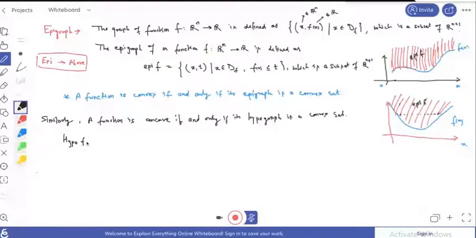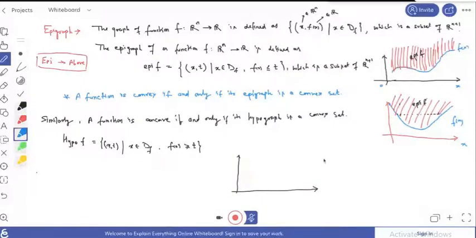Hypograph of f, or hypo of f, you can define as the collection of all (x, t) such that x belongs to the domain of f and your function f(x) is greater than or equal to t. Okay. This is your hypograph. Hypograph means if this is the region, and the function is x, and the corresponding function value is this f(x), then what is the hypograph? The hypograph is the region below the curve.